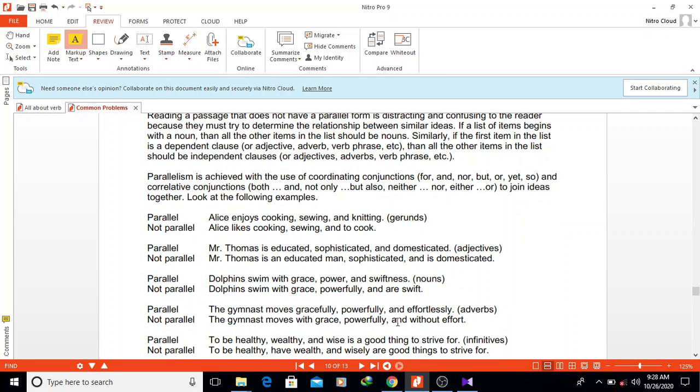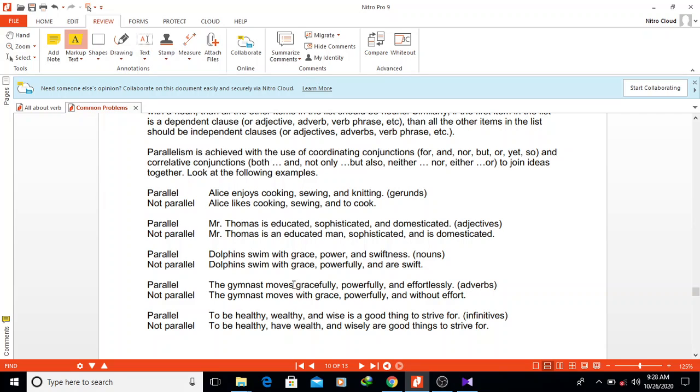Okay. Mana yang agak panjang-panjang? Ini kayak the gymnast moves gracefully, powerfully, and effortlessly. So semua harus dalam bentuk adverb, tidak boleh kemudian di bawahnya kamu pakai preposition lalu ada adverb. No, it has to be in parallel form, harus dalam bentuk yang sama. So parallelism is achieved with the use of coordinating conjunctions like this one and correlative conjunctions. This is the conjunction that you have to remember. When you use this one, that means you have to use parallelism in your sentence. Okay.